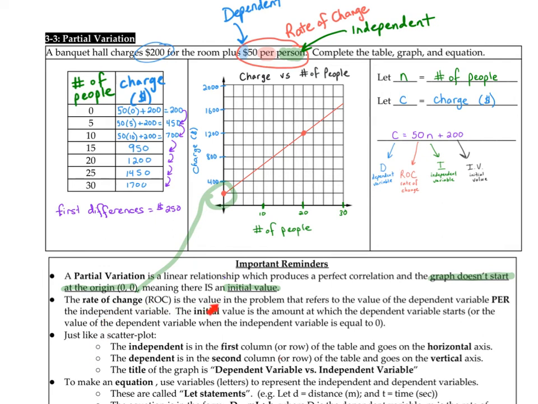The rate of change is the value in the problem that refers to the value of the dependent variable per the independent variable. And the initial value is the amount at which the dependent variable starts, or the value of the dependent variable when the independent variable is equal to 0, which we found was that $200 right here.